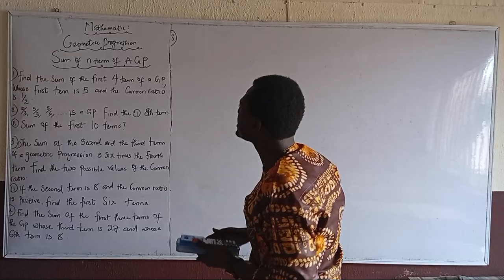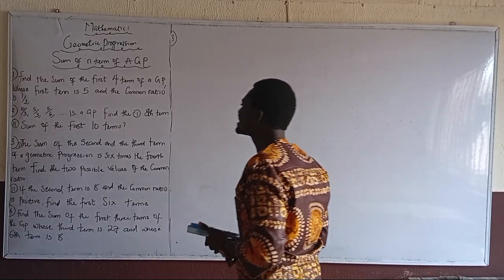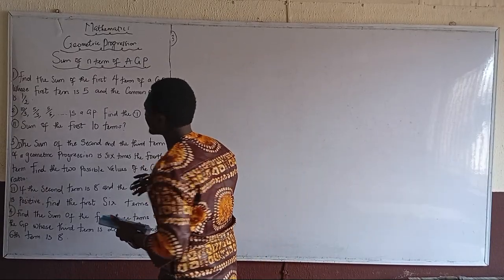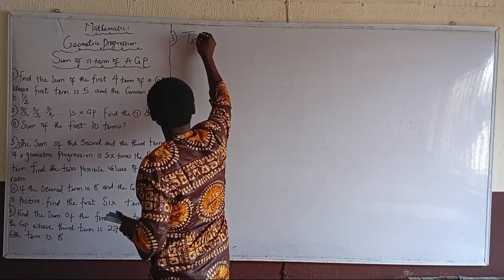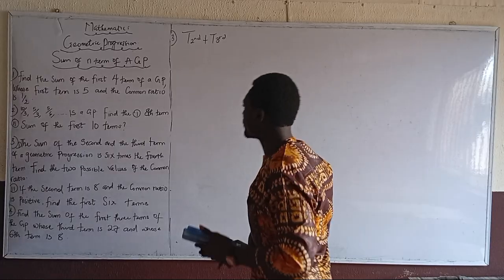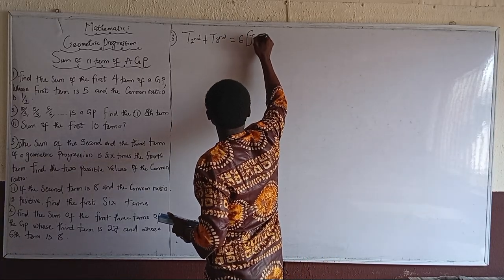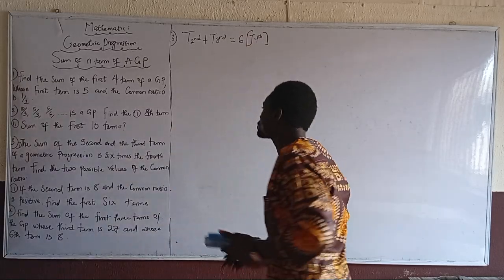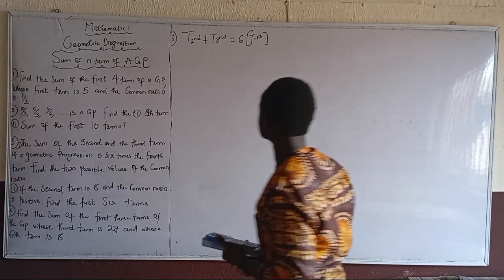They said the sum of the second and third term of a GP is 6 times the fourth term. The sum of the second and third, sum means you are adding. That is t second plus t third of a GP is equal to 6 times the fourth term, t fourth. Then find the two possible values of the common ratio.